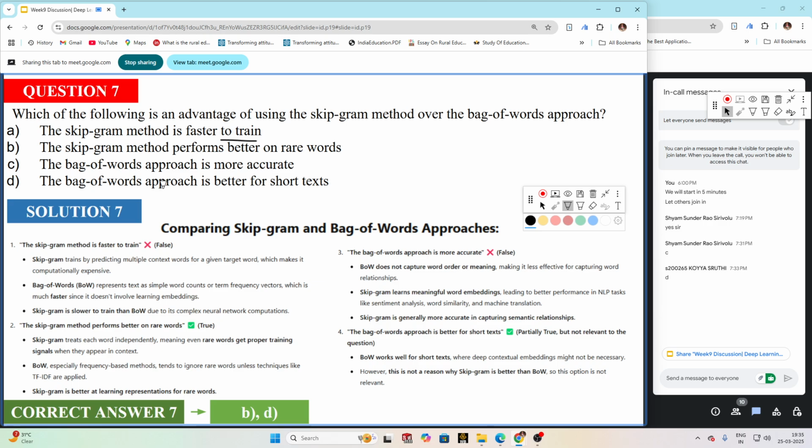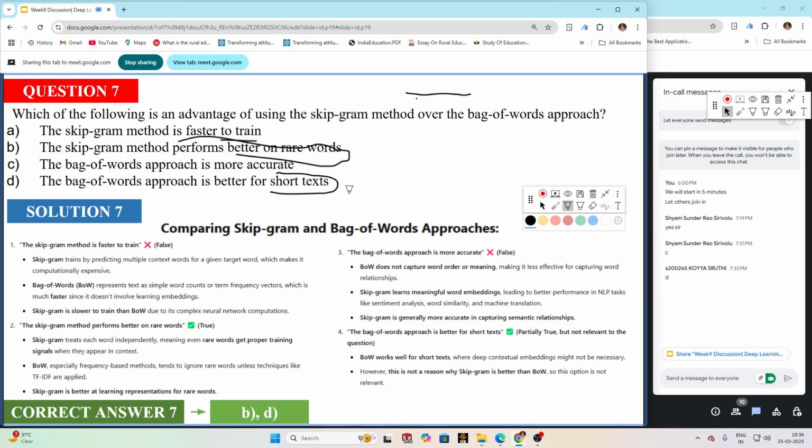So there can be two things that can be told for this. The bag of word approach is better for short text because it does well for short text where a deep contextual embedding might not be necessary. Because whenever we are talking about the bag of word model, we are interested in predicting only a single word. So that is why it works better on short text, whereas the skipgram model has so many context words in the output layer, so that is why it performs better for rare words. So this is the logic. Now again it can be more or less confusing, but this is the logic.